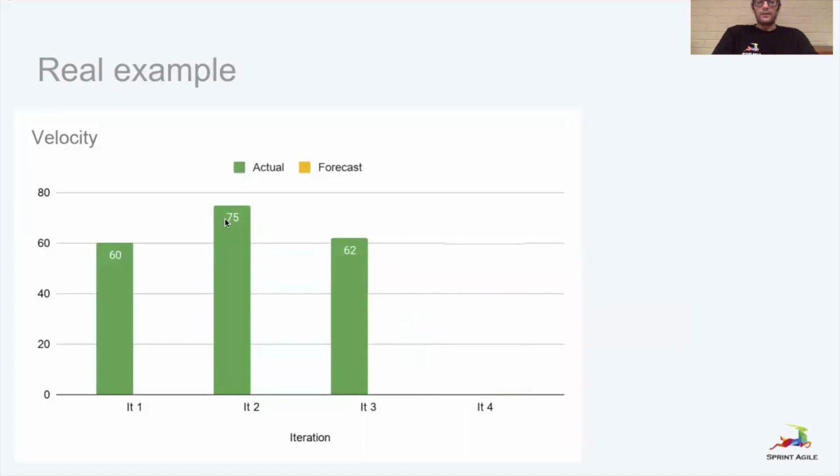Again, if this is the velocity of the team, they delivered 60 story points in iteration 1, they had a spike in iteration 2, so they delivered 75 story points, and then 62 story points in iteration 3. And that means if we want to plan, we should plan for the average of these 3, and that gives me 65 story points. So we should plan and commit to no more than 65 story points for the upcoming iteration. And that gives a better expectation and prediction to the customer and the business.